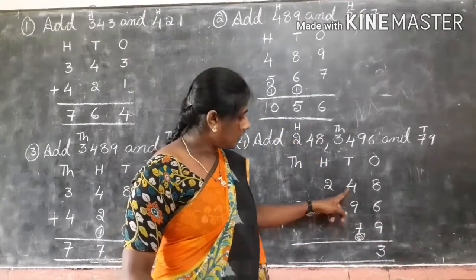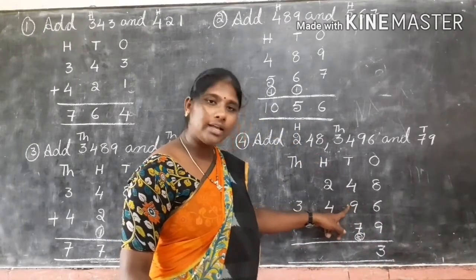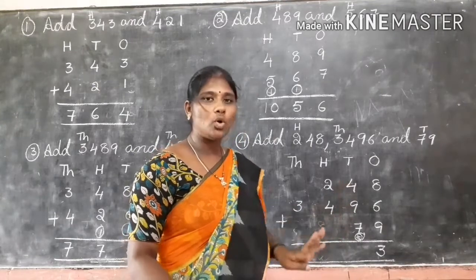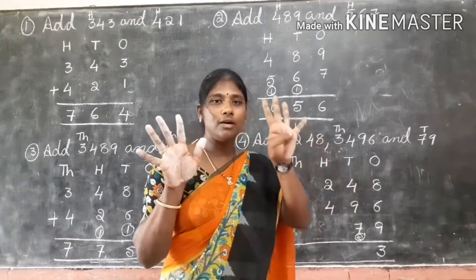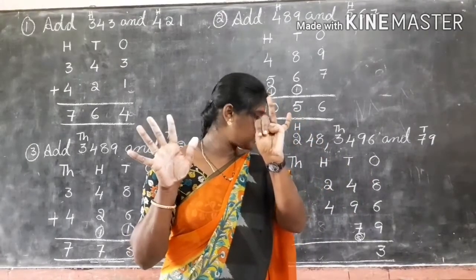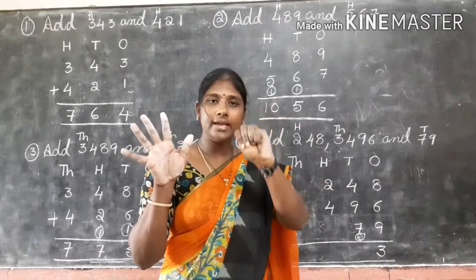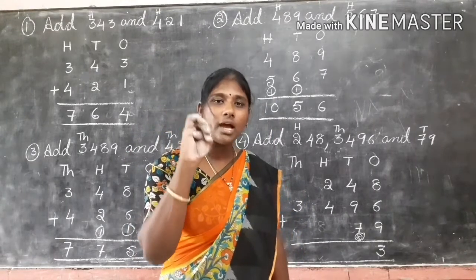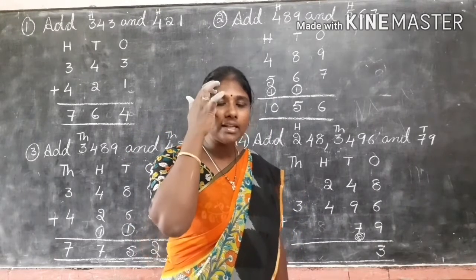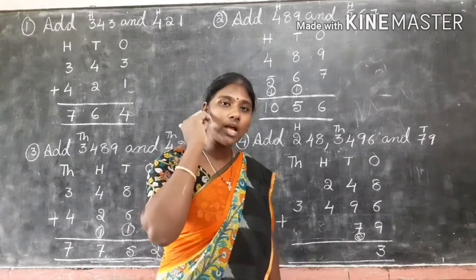Okay, next one. Here also, 4 after. Here what number is given? 9. So take 9 fingers. Here up number 4. 4 after count 5, 6, 7, 8, 9, 10, 11, 12, 13. How much do we get? 13. That 13 we have to keep in our mind.